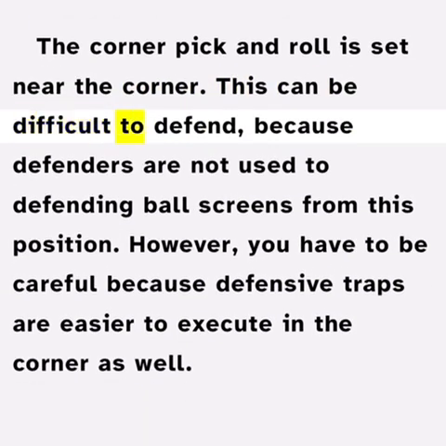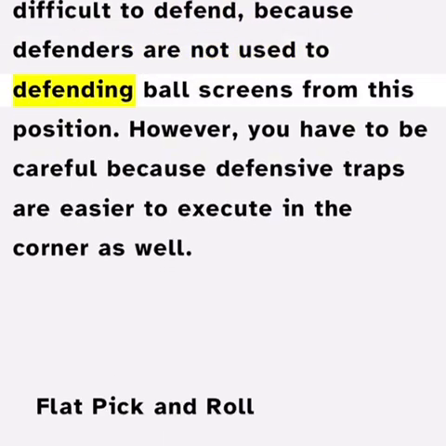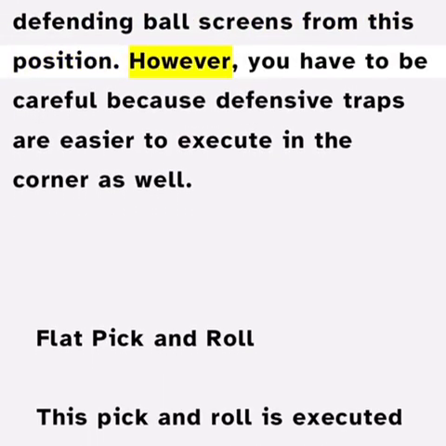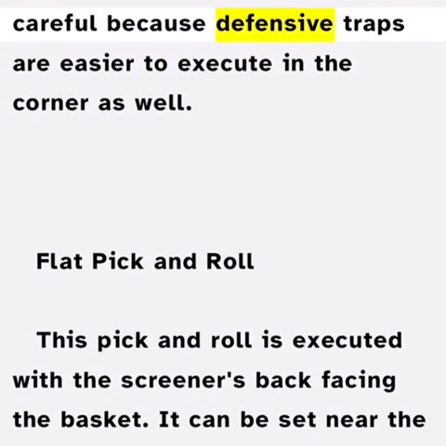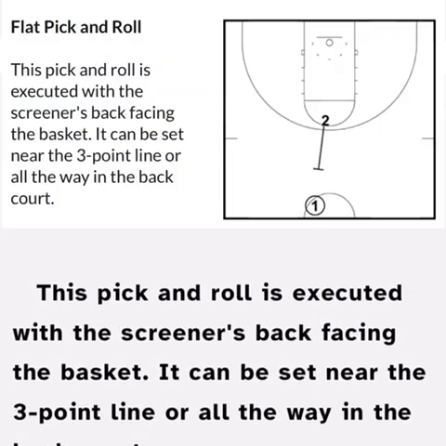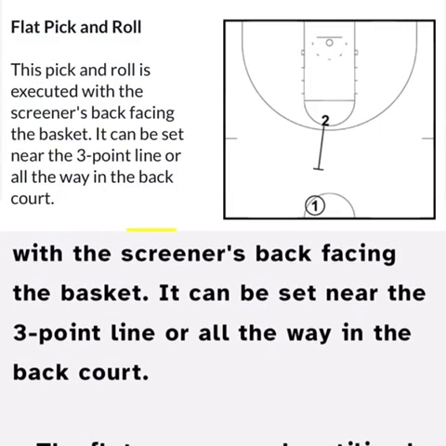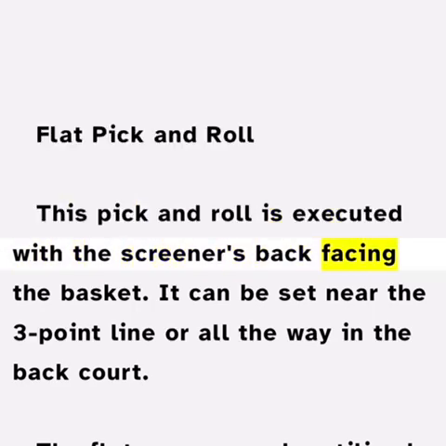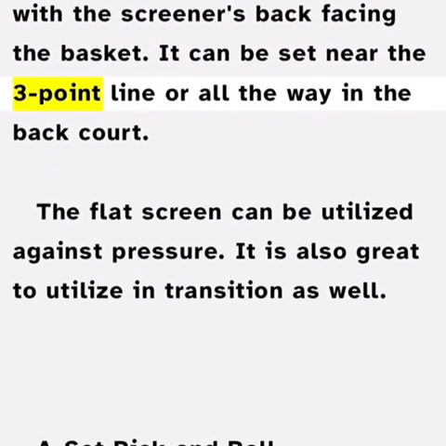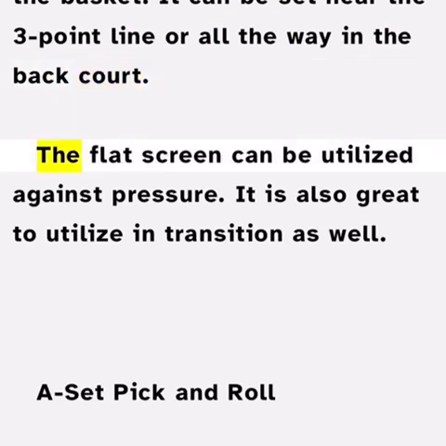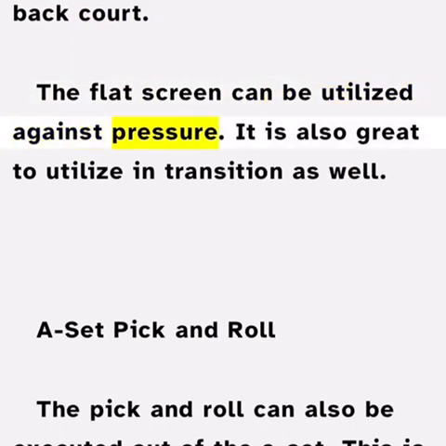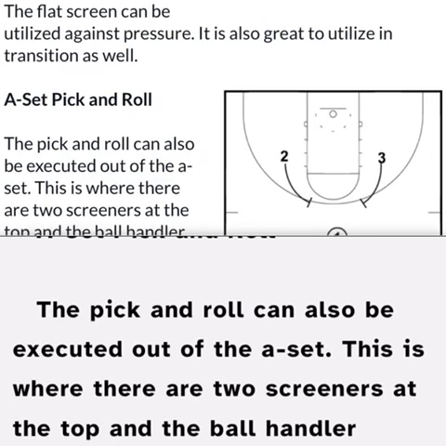This can be difficult to defend, because defenders are not used to defending ball screens from this position. However, you have to be careful because defensive traps are easier to execute in the corner as well. Flat pick and roll. This pick and roll is executed with the screener's back facing the basket. It can be set near the three-point line or all the way in the backcourt. The flat screen can be utilized against pressure. It is also great to utilize in transition as well.